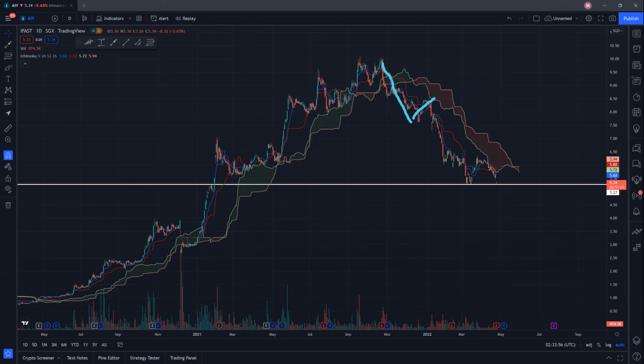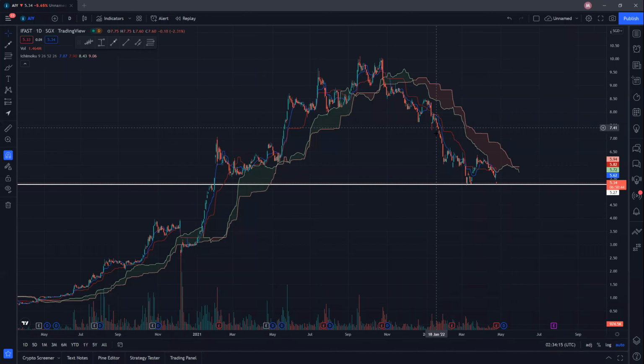And just recently, you can see that we hit this cloud resistance here at around $6. It's a very similar situation to the uptrend, where we see the cloud act as a support. On the downtrend, the cloud will act as a resistance. So that's not a good sign for iFast.